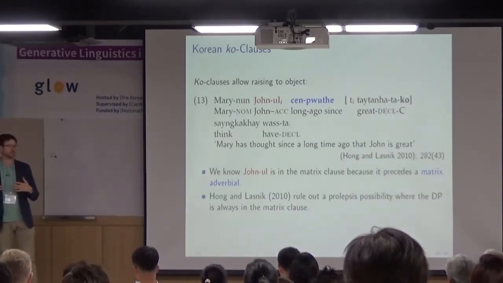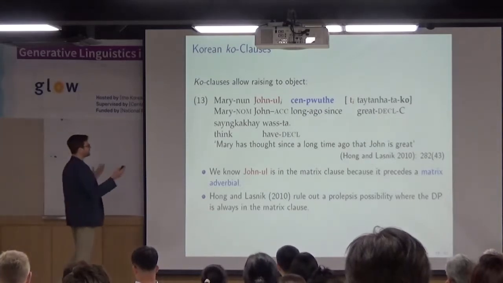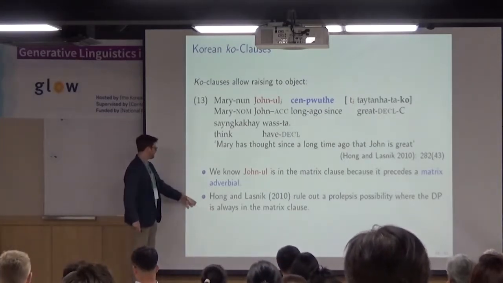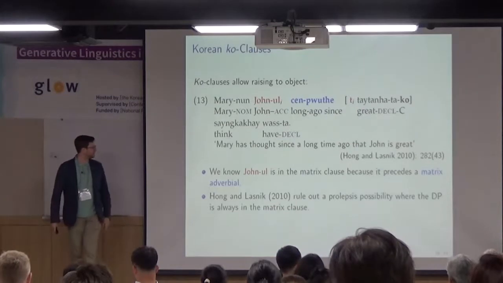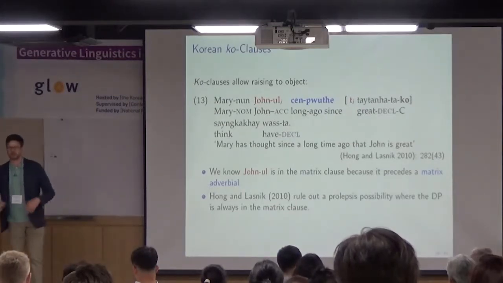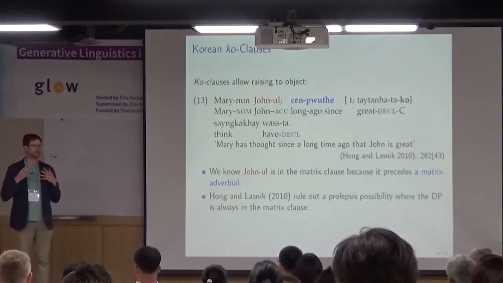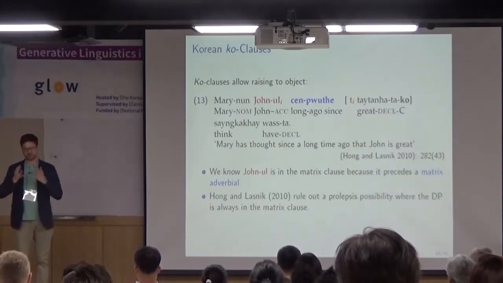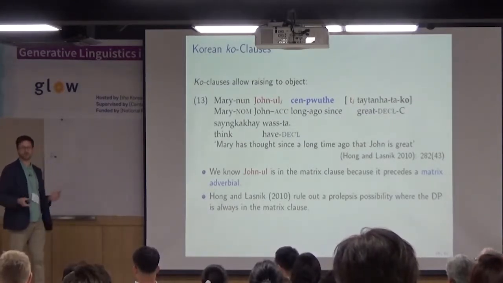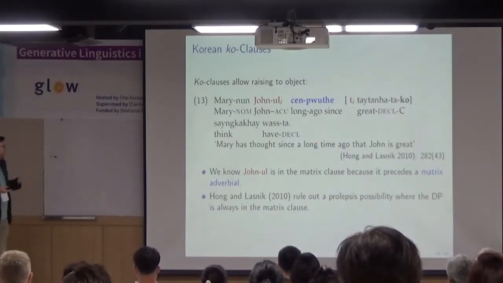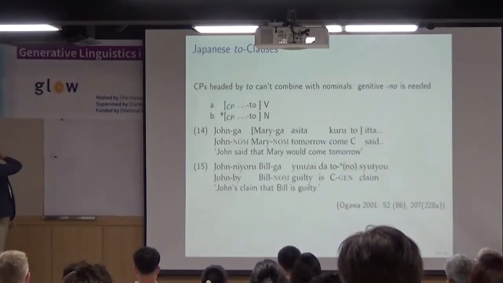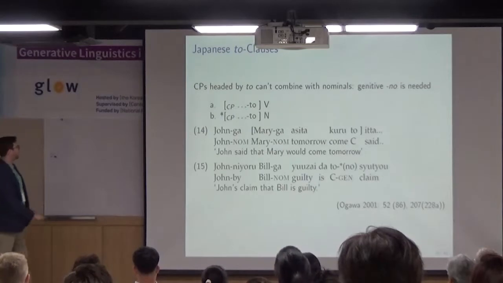Is this a prolepsis analysis? I'm assuming this is movement, and Hong and Lasnik try to rule out a prolepsis account. But it's always going to be floating in the ether here. But for this to work, you're going to have to be on my side that this is movement, to make this an interesting talk. So, okay. Japanese toe clauses.